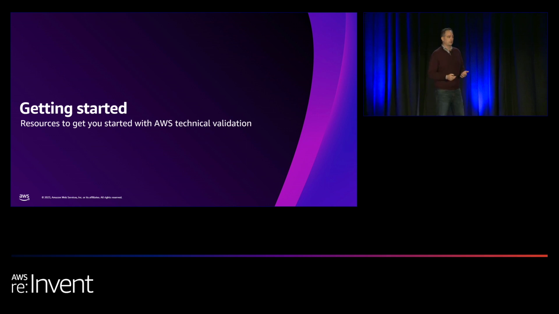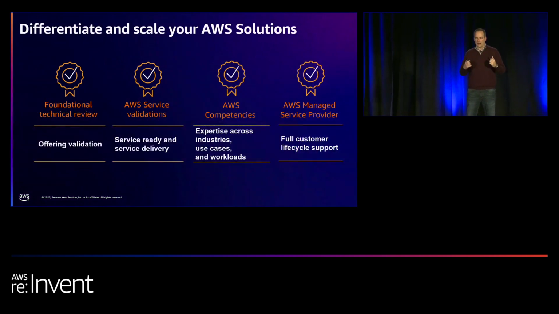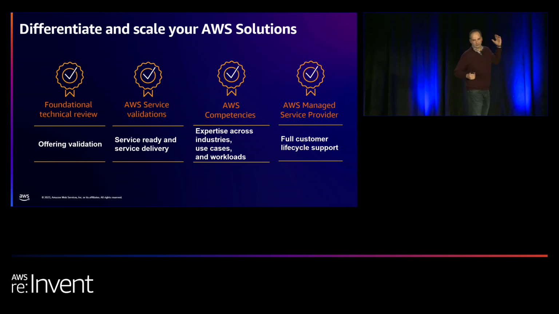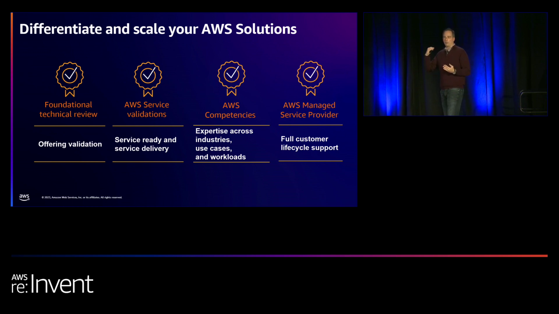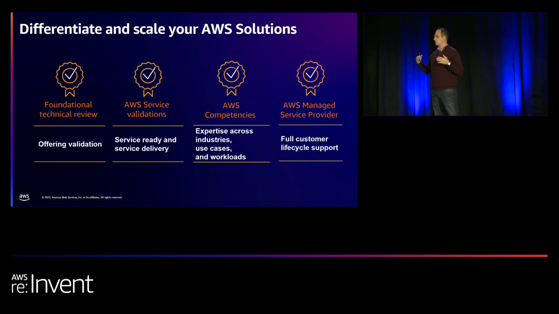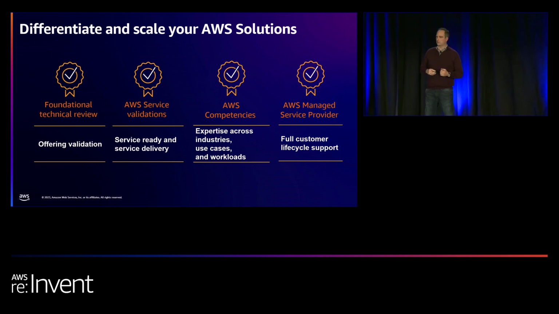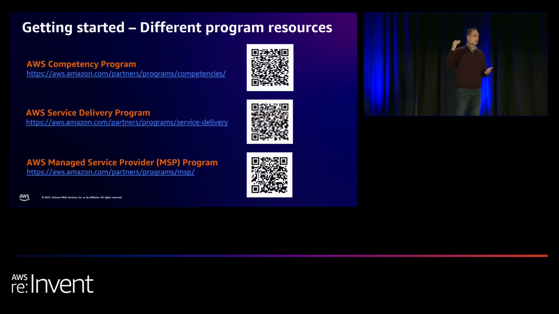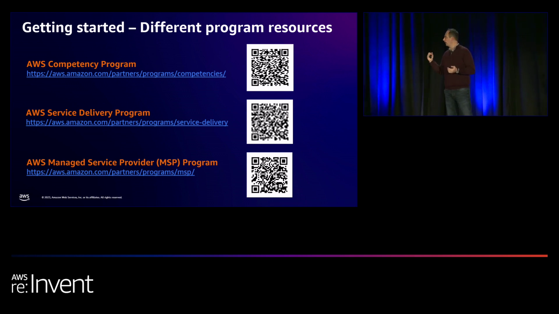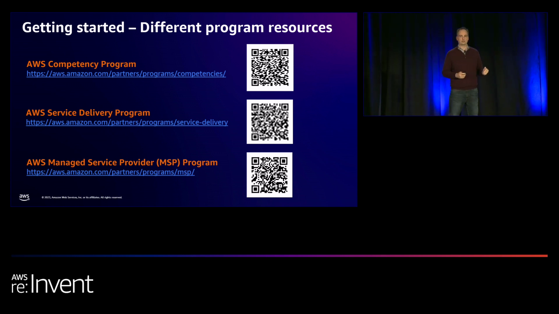And lastly, we hope that you can walk out and get started working towards achieving some of these designations. We've got a number of different programs to offer, starting from the Foundational Technical Review, which, as I mentioned, is the starting point and the lowest bar where you can get started on your journey, all the way through our service validation and competency programs, as well as the AWS Managed Services Provider program if you are an MSP. Take a look at the specific individual program websites. This is where you can find more details about each one of these programs and get links to those checklists that I mentioned. First step, take a look at the checklist, get all the details that you need, consult the calibration guides, and that's definitely the best way to get started.